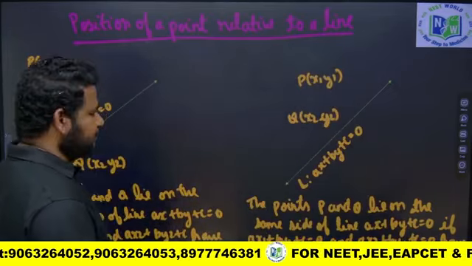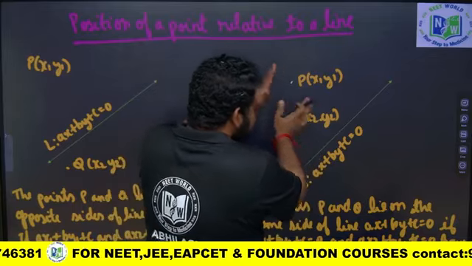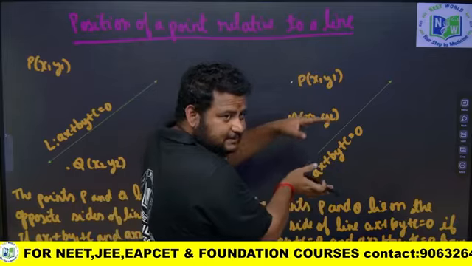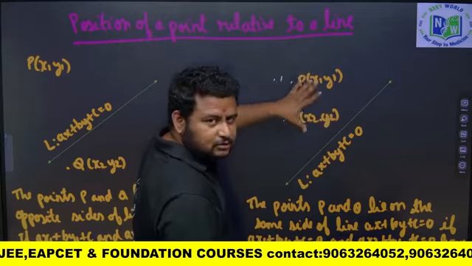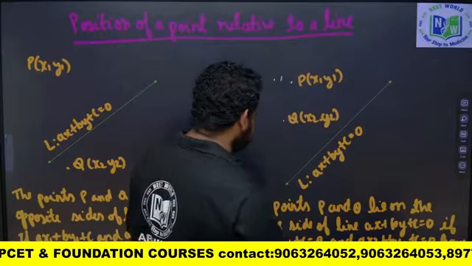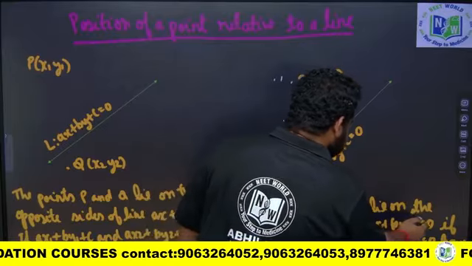Suppose the line given is ax plus by plus c is equal to 0, and there are 2 points, p and q. They are towards the same side of the line. See, you can observe here p and q are on the upper side. That is, they are towards the same side of the line. Then in that case, what happens? The points p and q lie on the same side of the line ax plus by plus c.